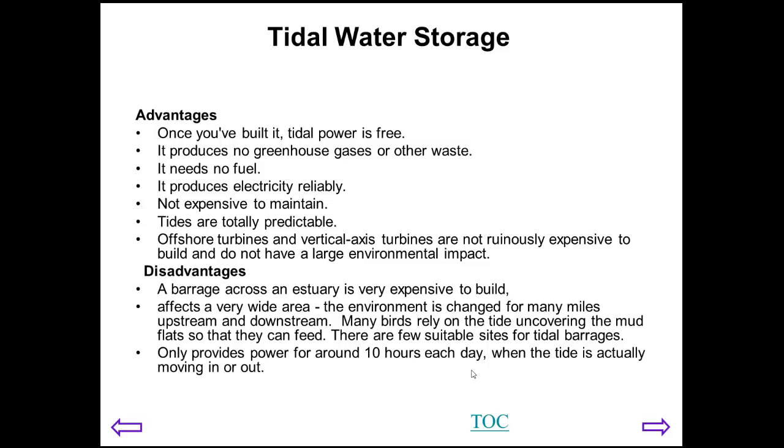Offshore turbines, which are driven by the movement of the tide, don't have such a bad impact on the environment. Disadvantages: if you build a barrage across an estuary, it's very expensive to build, and it affects a wide area. It means that lots of the area needs to be flooded, and it can damage the environment for birds that need to live in this area that has been flooded. Another disadvantage is that it only provides power for around 10 hours a day, when the tide is actually moving in or moving out.